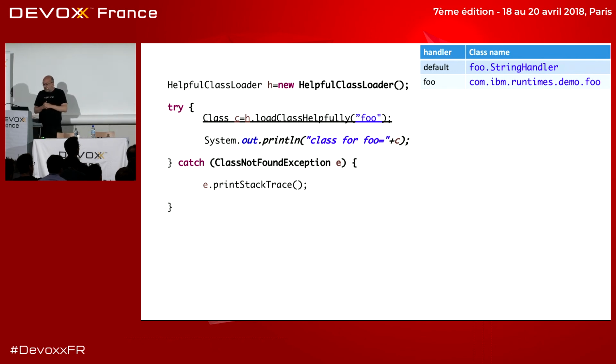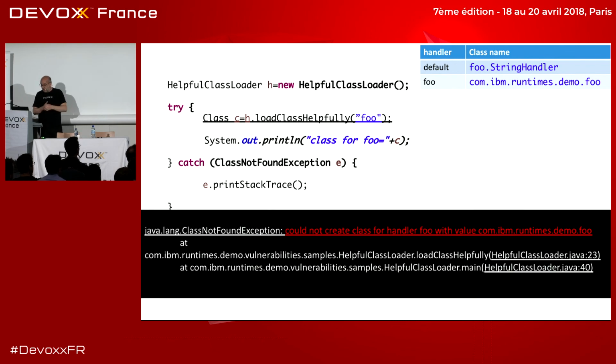If I do it again and I put in foo, and this class doesn't exist on my class path, I get an error. Could not create class for handler foo with value com.ibm.runtimes.demo.foo. Class didn't exist. I got a nice little error message out.